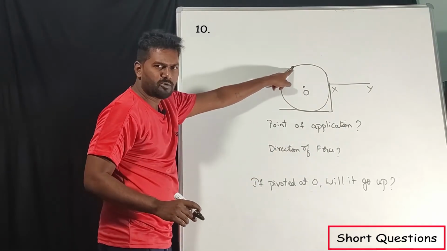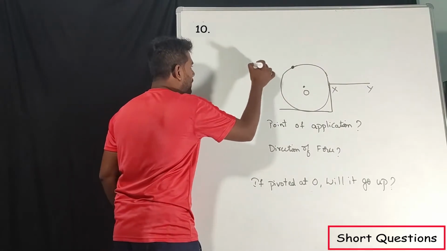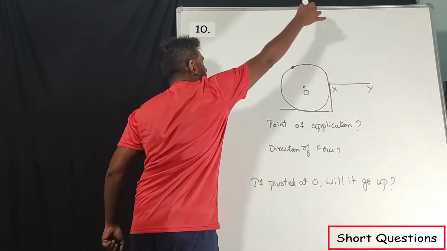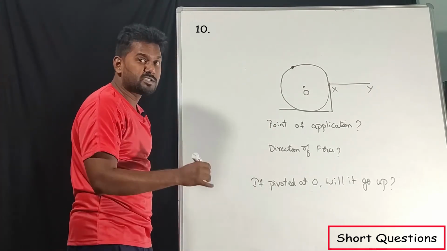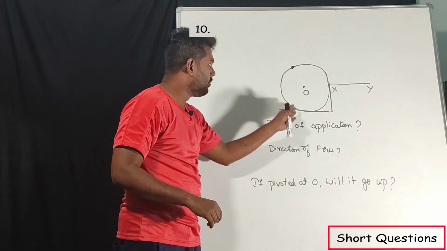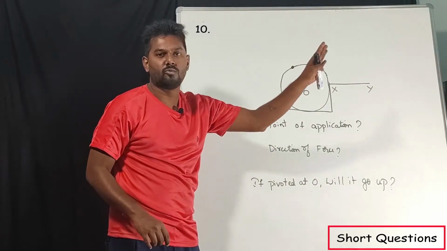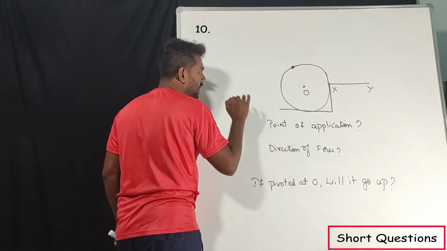Listen, this is the point of application. Here I can apply the force in different directions. I can apply a force in this direction, and I can apply a force in this direction, and I can apply a force in this direction. Which direction of force will make this heavy roller move on this pavement X and Y? So in which direction? If you apply a force in this direction, what happens?